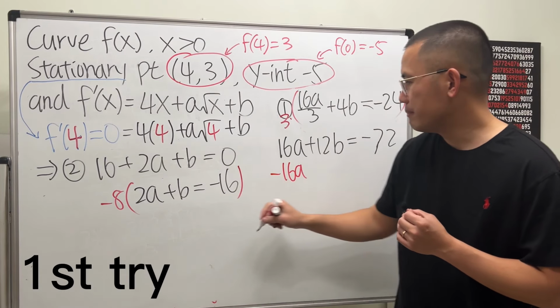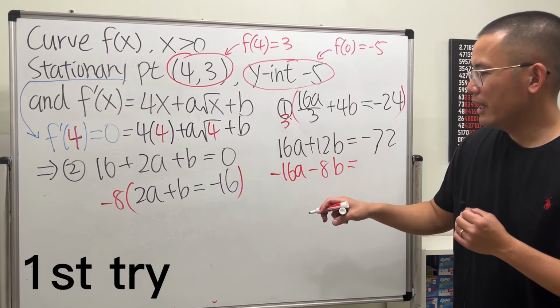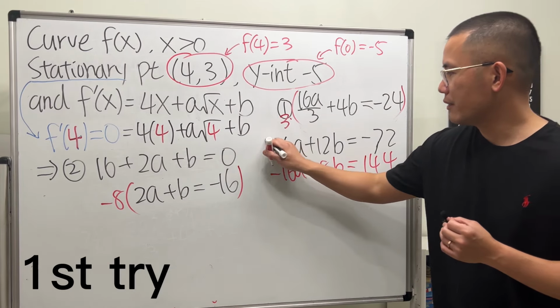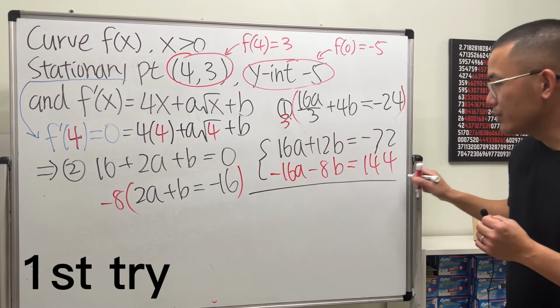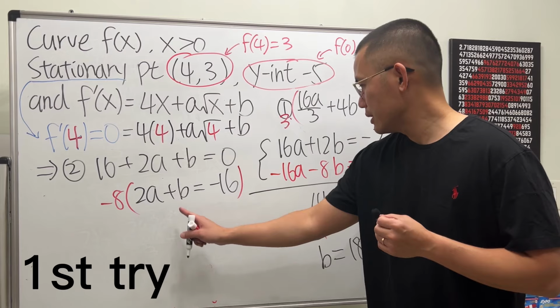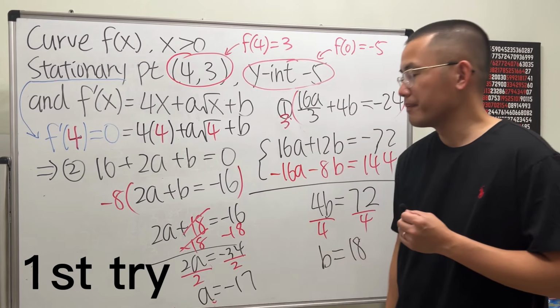a, and then minus 8b, and a, that's 144 positive. So now we have these two equations, and then we can just plug in 18 into this right here. So a equals negative 17.